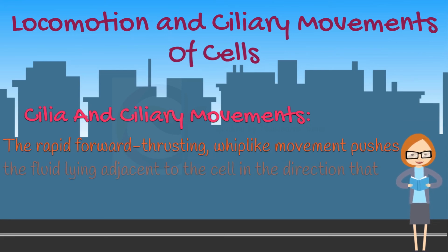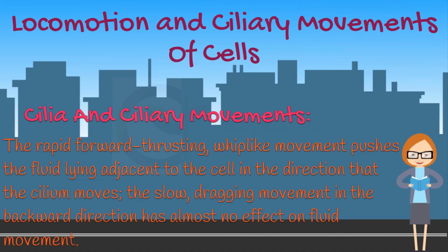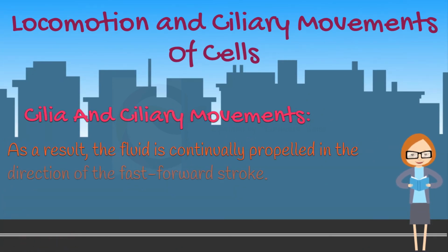The rapid forward thrusting, whip-like movement pushes the fluid lying adjacent to the cell in the direction that the cilium moves. The slow, dragging movement in the backward direction has almost no effect on fluid movement. As a result, the fluid is continually propelled in the direction of the fast forward stroke.